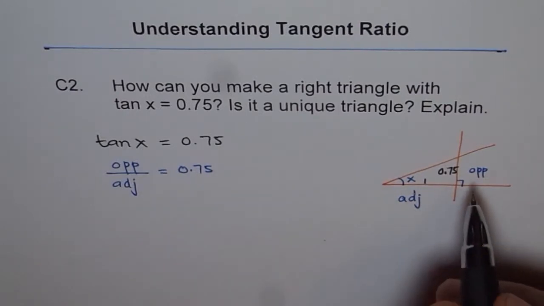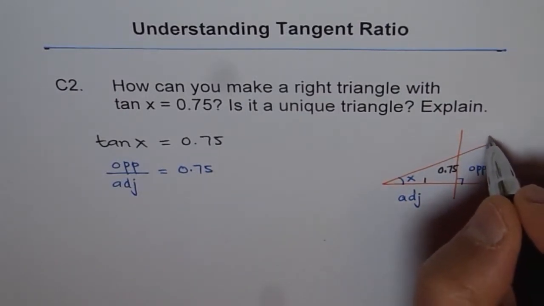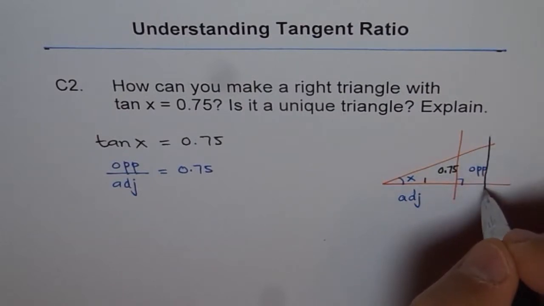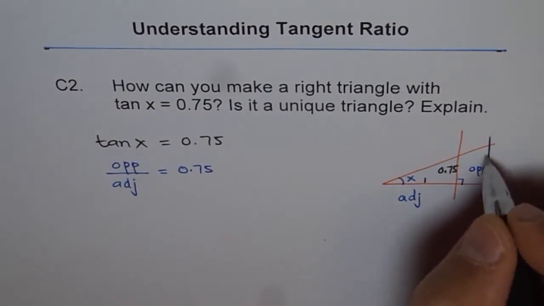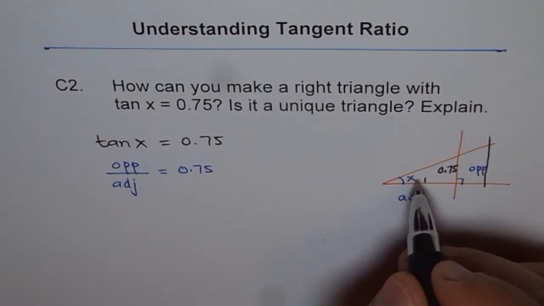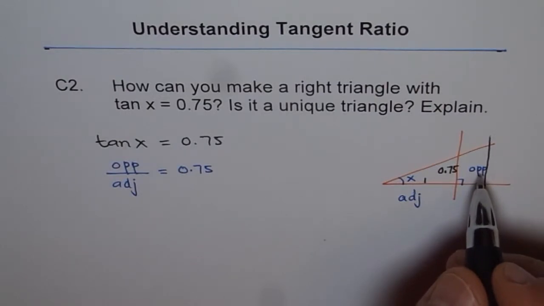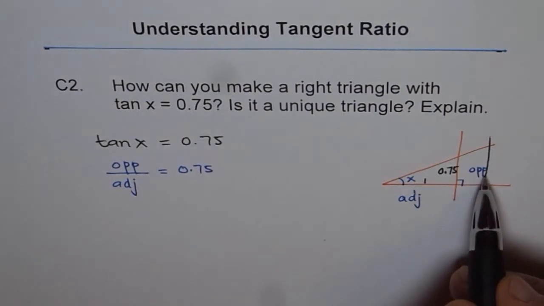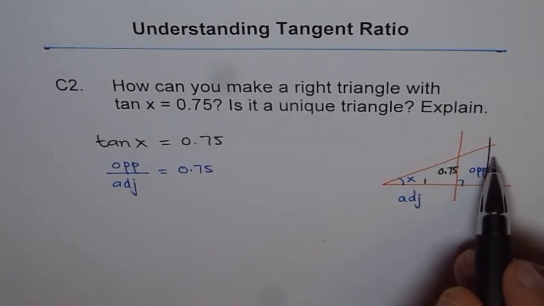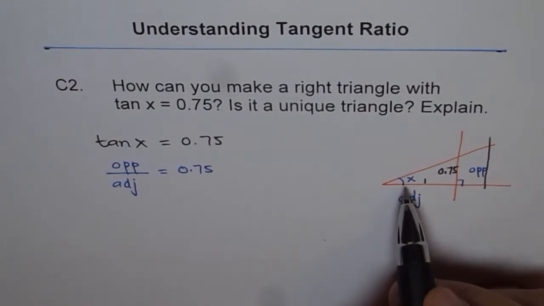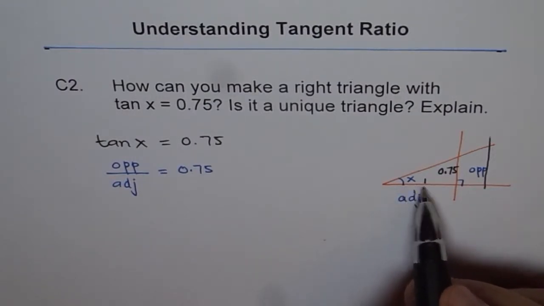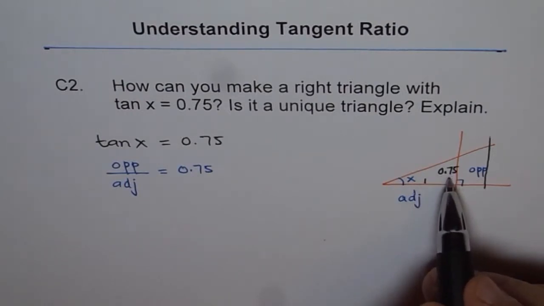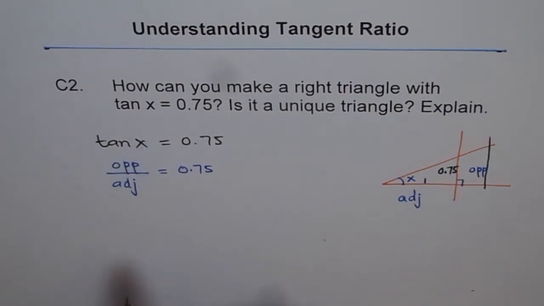So this triangle will have tan x as 0.75. Well, you could make any triangle, right? So if I draw a perpendicular here, even this triangle will have tan x as 0.75. Correct? Is it a unique triangle? No. As I explained, it is not a unique triangle. Any similar triangle with this angle x, so that the ratio of opposite and adjacent side is 0.75, will be the triangle which will meet this criteria.